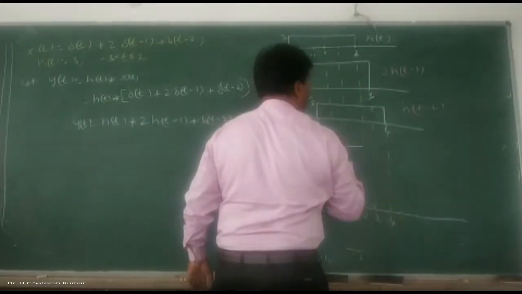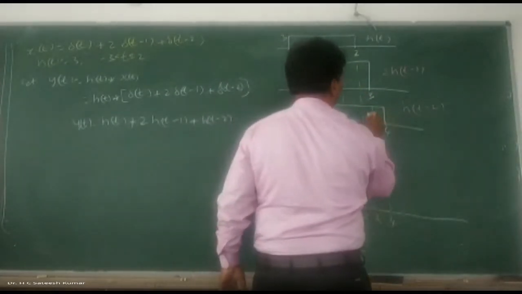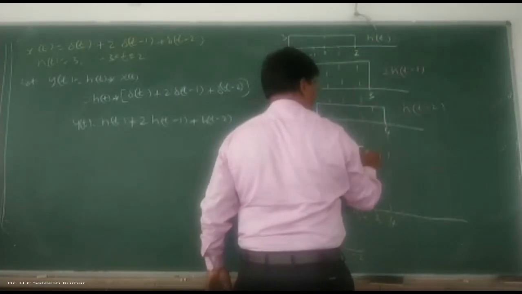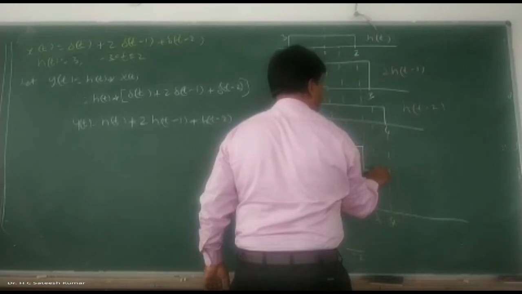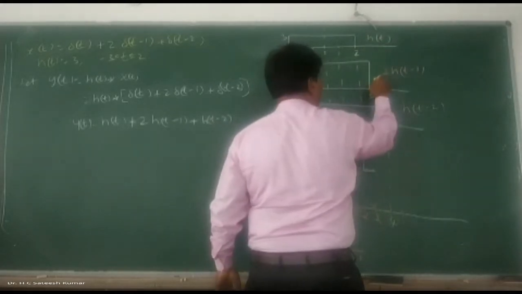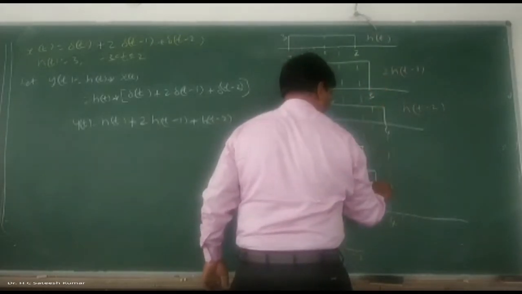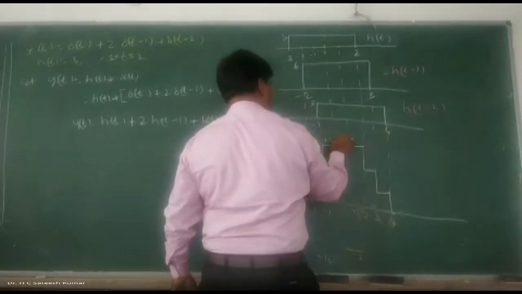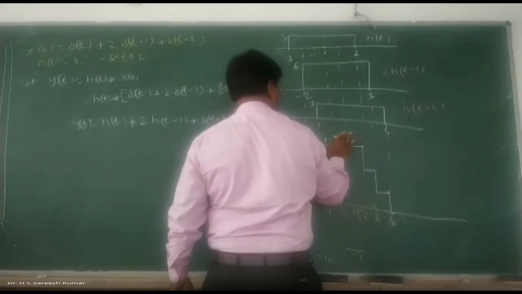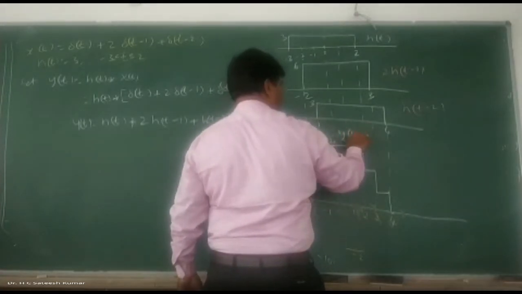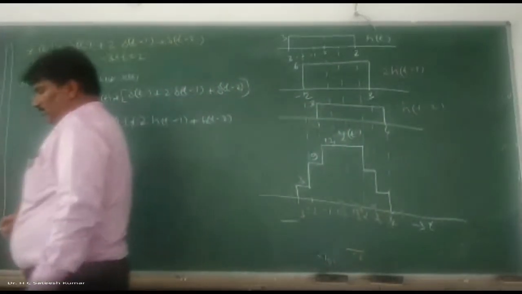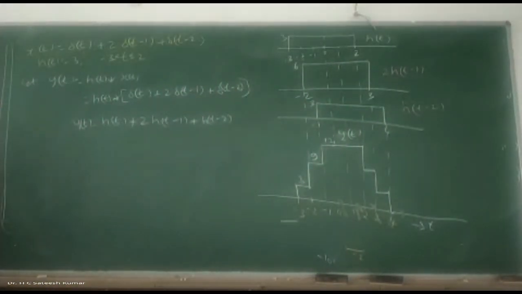So I'll write it here. Okay, right. Next, 0 plus 6 plus 3, 6 plus 3 is 9. It will come back to 9. And 0 plus 0 plus 3, it will come back to 3. And afterwards it is 0. That's it. So that is your y of t. That's how we should do it on the time axis. This kind of problems are not regularly asked, but they are asked in some of the papers.